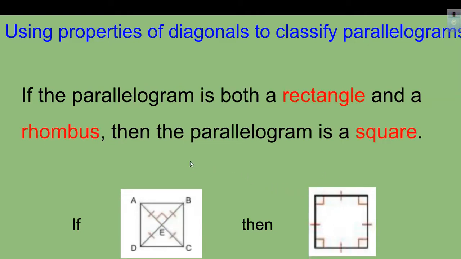And the last one, if it's got the properties of a parallelogram and it's also got a rectangle and a rhombus properties, then it's got to be a square. So if you've been given a diagram where it tells you the diagonals are congruent and they're perpendicular, then it has to be a square.